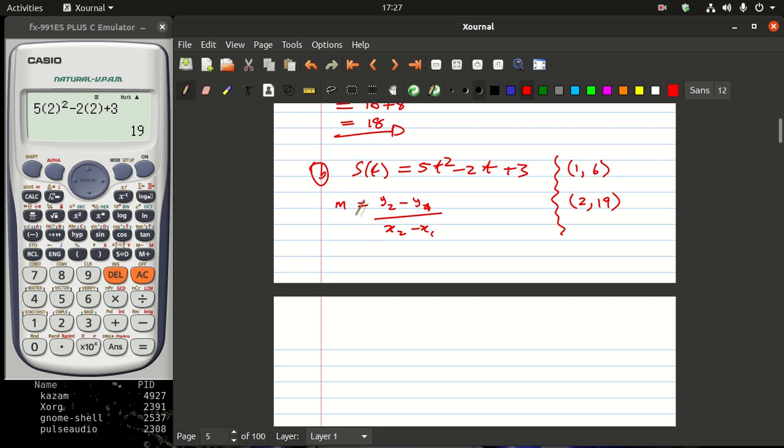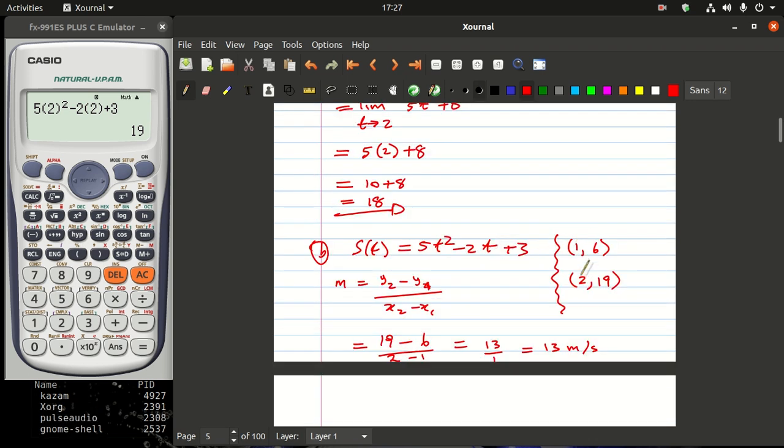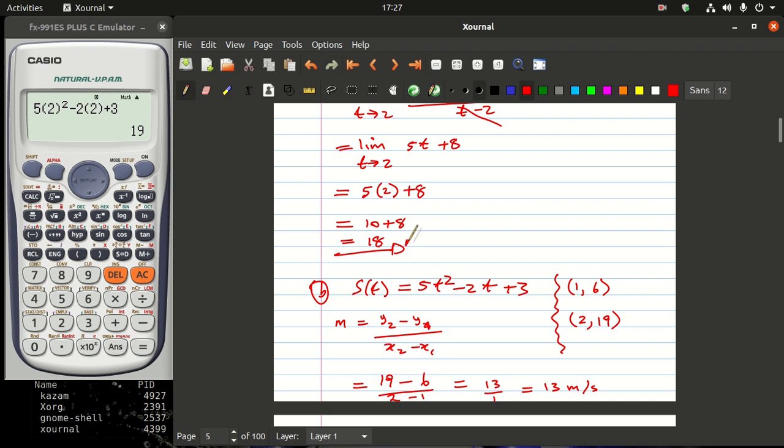So how do you find the average speed between these 2 points? All you need to do, your y2 is going to be 19, your y1 is going to be a 6, divide this by a 2 here, and then x1 is going to be a 1. So 19 minus 6 is going to be 13 over 1, which is just 13 meters per second. So that's the average speed between these 2 points. This one is the exact speed, meters per second. Right. So that's how we solved that particular problem.